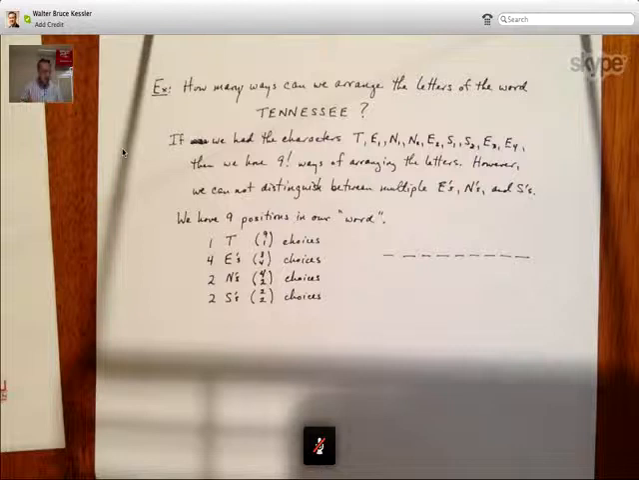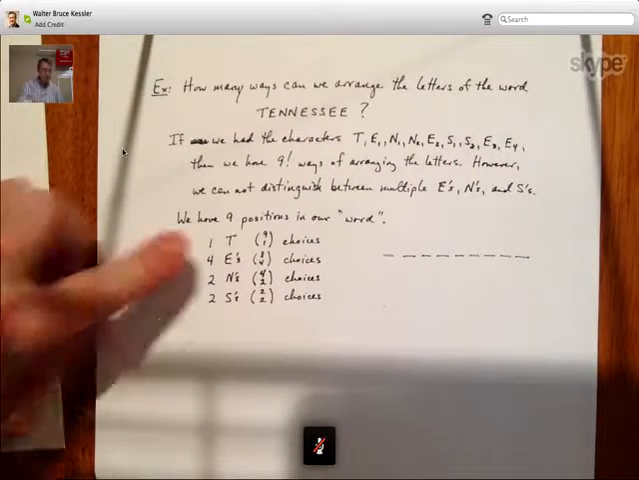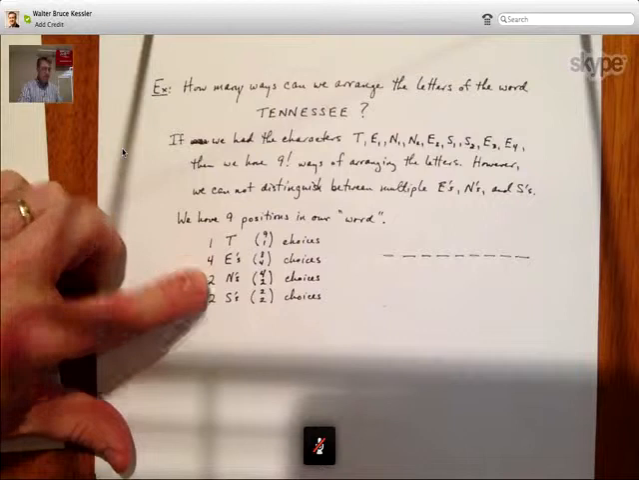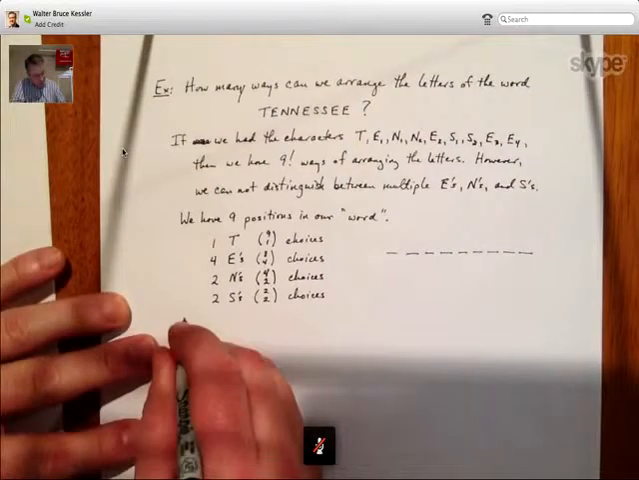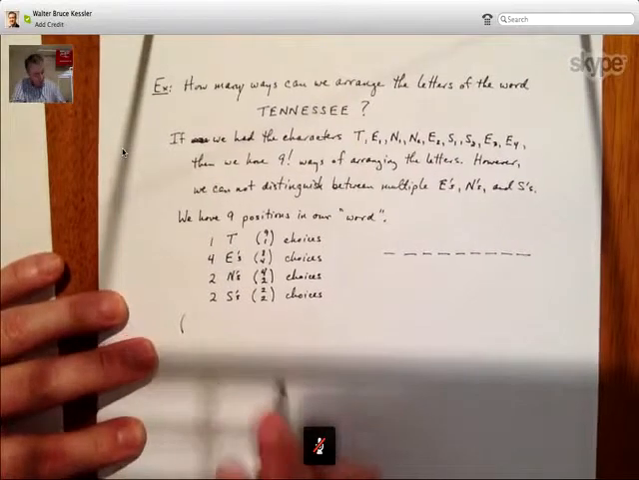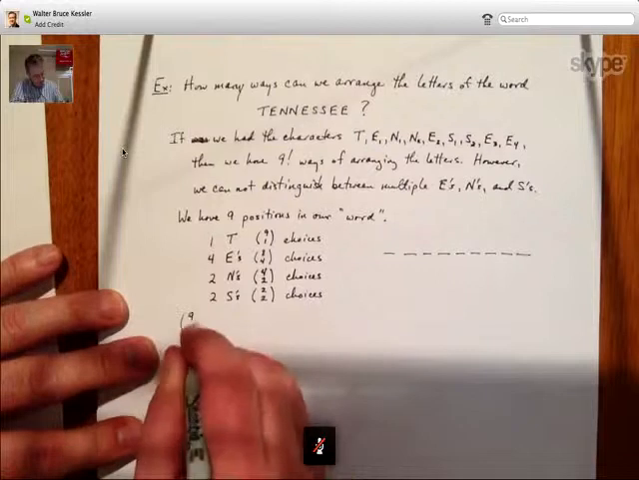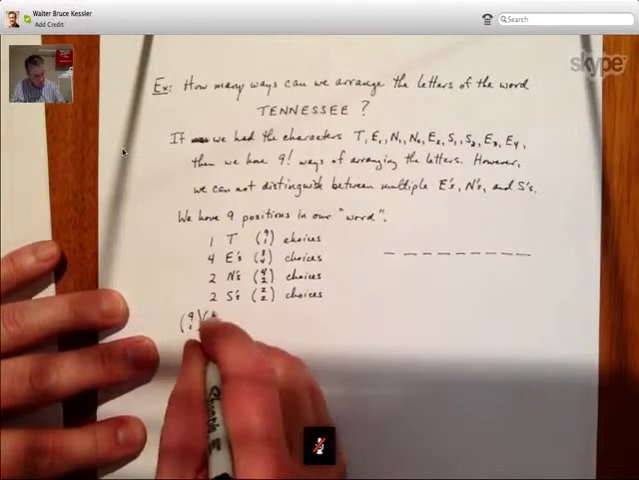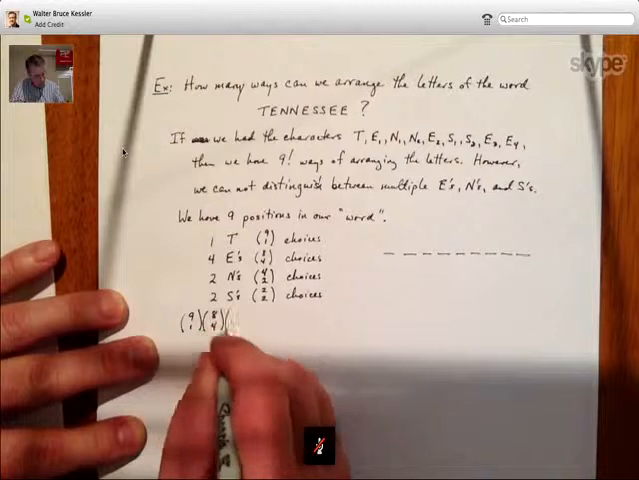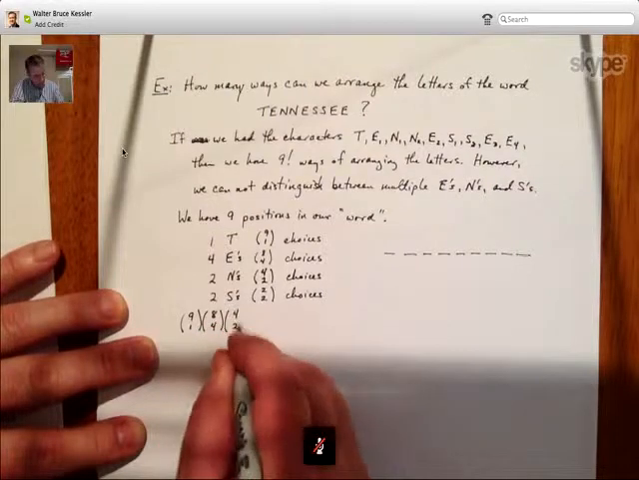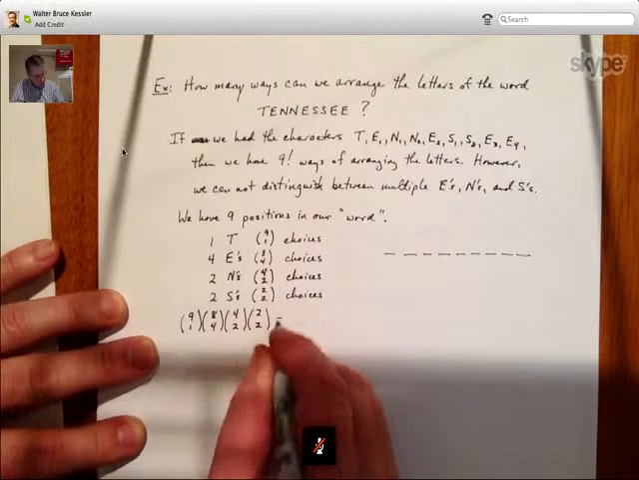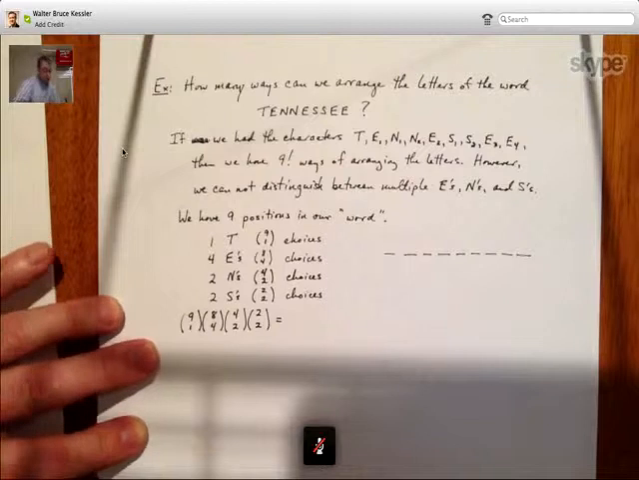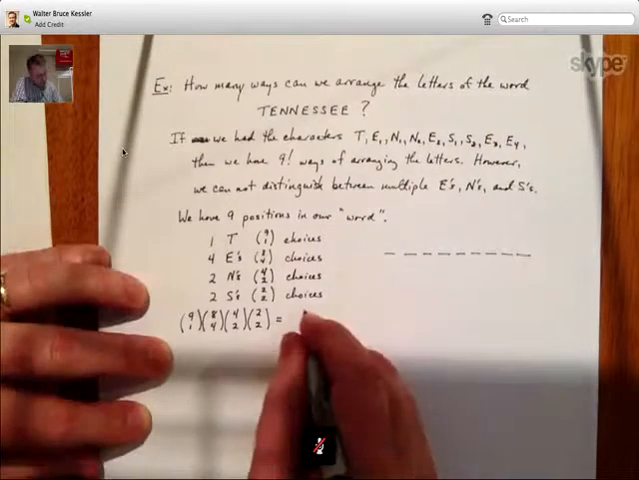The fundamental counting principle says, okay, you're doing a series of tasks here. Certainly I can distinguish between placing the T's and the E's and the N's and the S's. So the number of ways to do this total thing is to multiply all of these. So this is 9 choose 1 times 8 choose 4 times 4 choose 2, and then 2 choose 2, which we now need to write out in terms of its factorials, right?